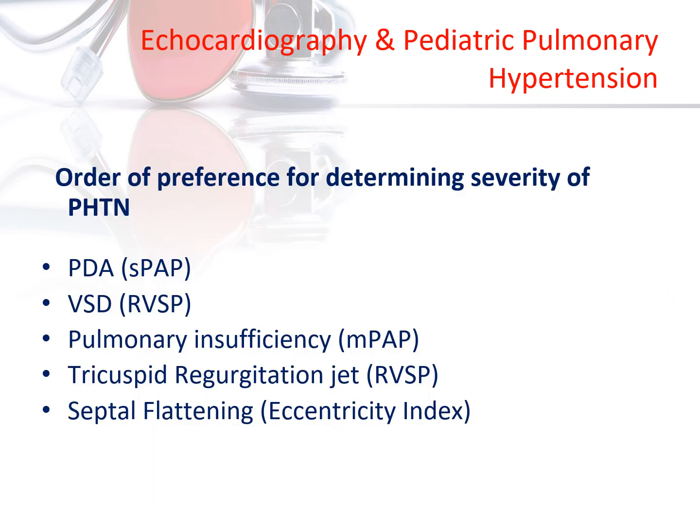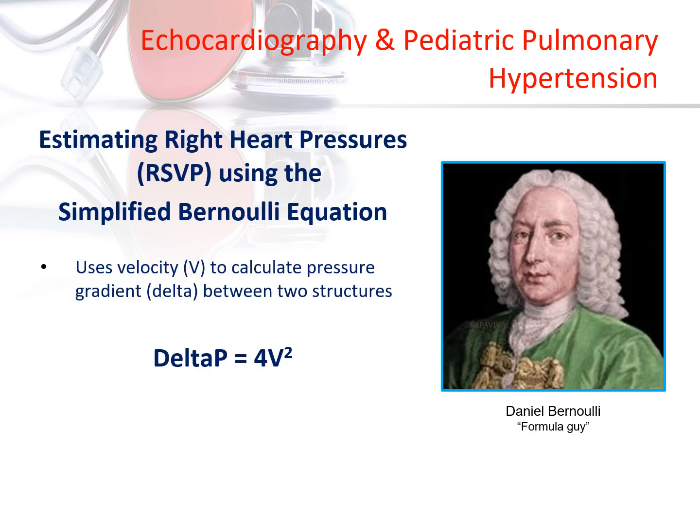All right, we do have an order of preference in terms of lesions that we like to use when determining the severity of pulmonary hypertension. The first is the PDA, then the VSD, then pulmonary insufficiency, tricuspid regurgitation, and finally septal flattening. Daniel Bernoulli and his simplified Bernoulli equation, which we're all familiar with. I just put this in the slide deck here because it's going to be the backbone for a lot of formulas you see throughout the presentation.